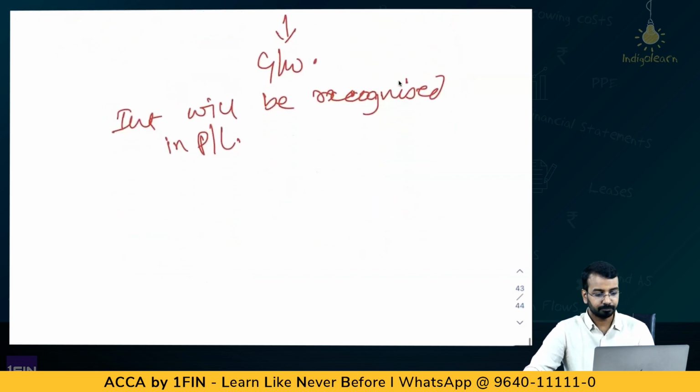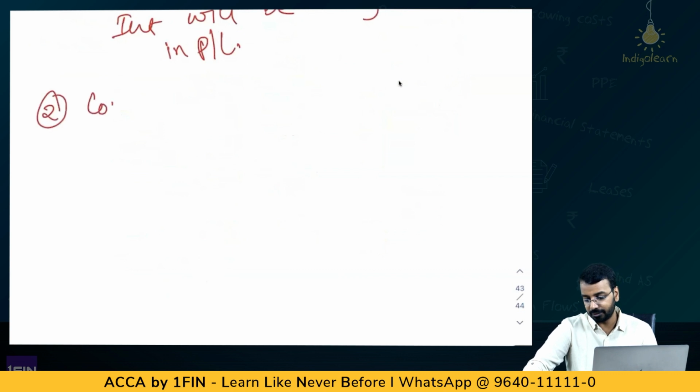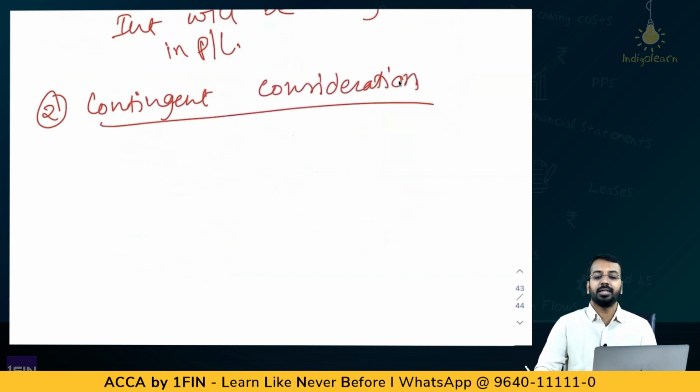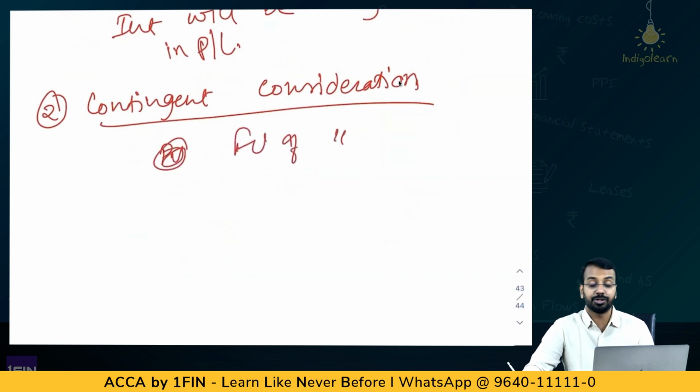Then sometimes there may be contingent consideration. If there is any contingent consideration, you will calculate the fair value of the consideration and you will recognize it. Normally, any contingency we do not recognize, but whatever is the fair value of the contingent consideration, that you will recognize and use to calculate goodwill or capital reserve. So, these two are the specific points that you have to keep in mind. When you read the question, you should figure out whether there is any deferred consideration or any contingent consideration.